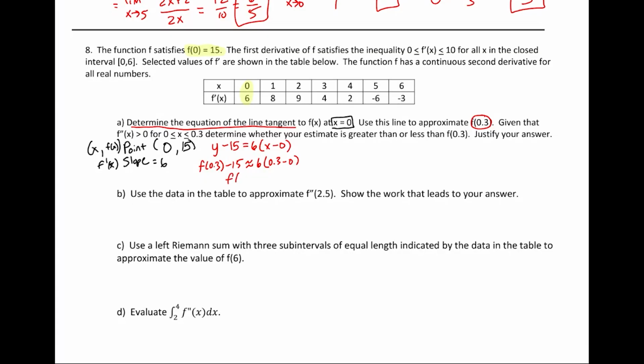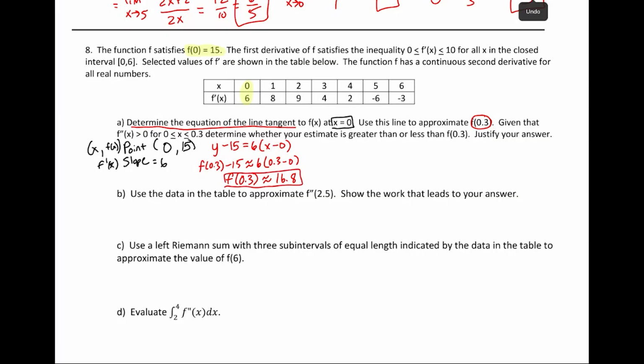1.8 plus 15. So I'm kind of doing all those steps in my head here. It's a little dangerous, but I'm going to roll with it. Now, what did I say? 6 times 0.3 was 1.8. 1.8 plus 15 is 16.8. Okay, so that's the approximation.